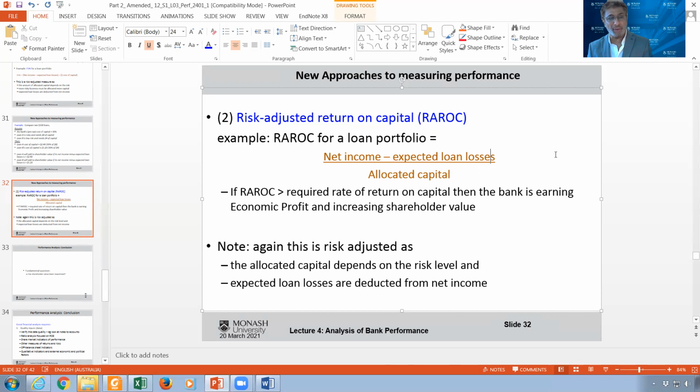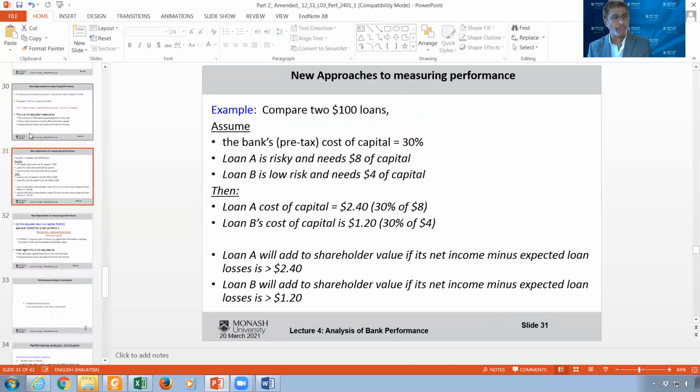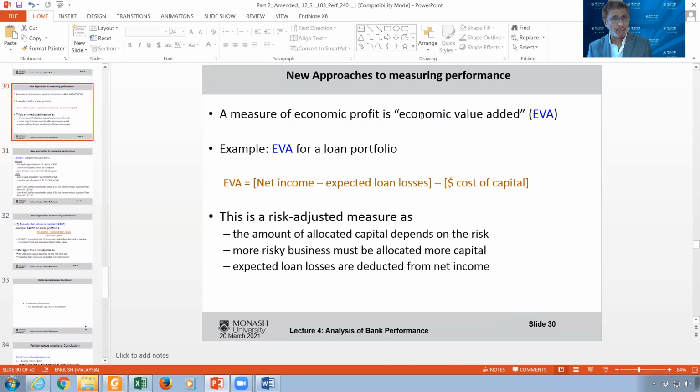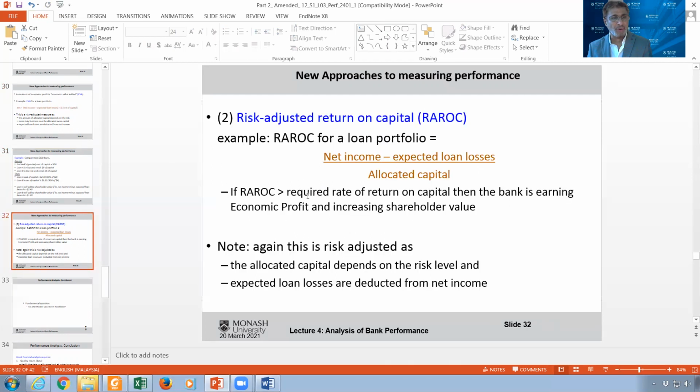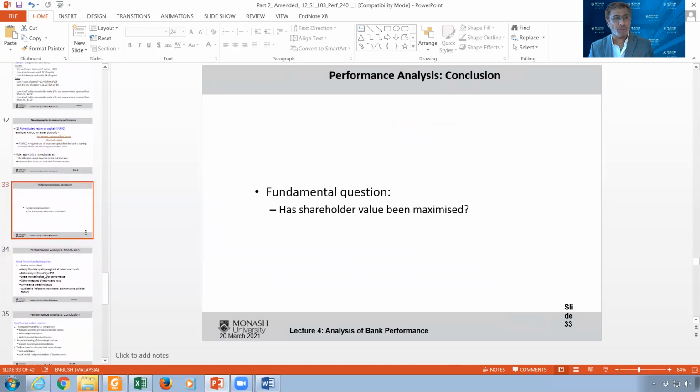Now the rate of return of the RORAC, like what we do in the EVA, the economic value added: if we have the RORAC higher than the required rate of return, then in this case we have what we call an economic profit. I am almost done.